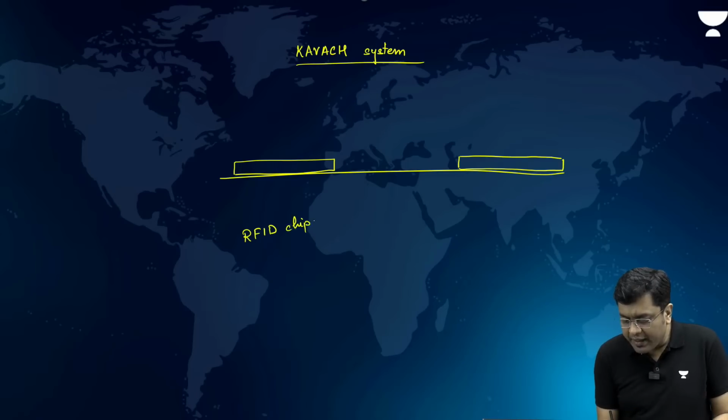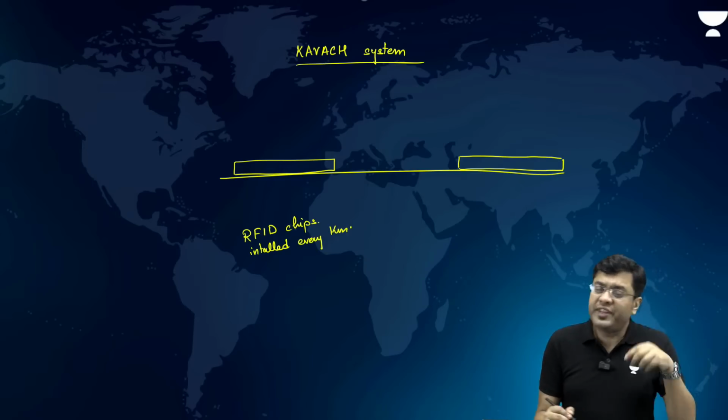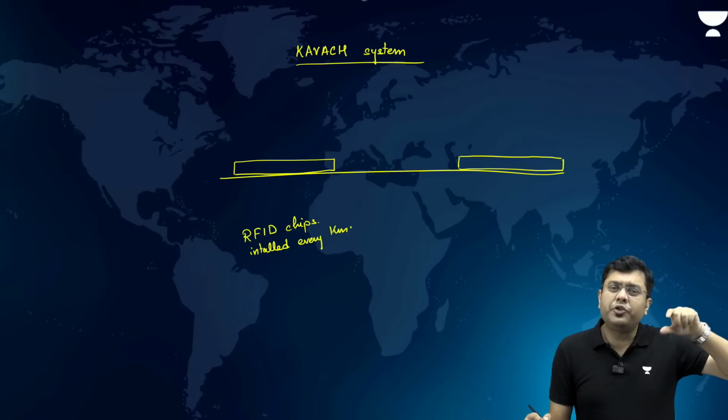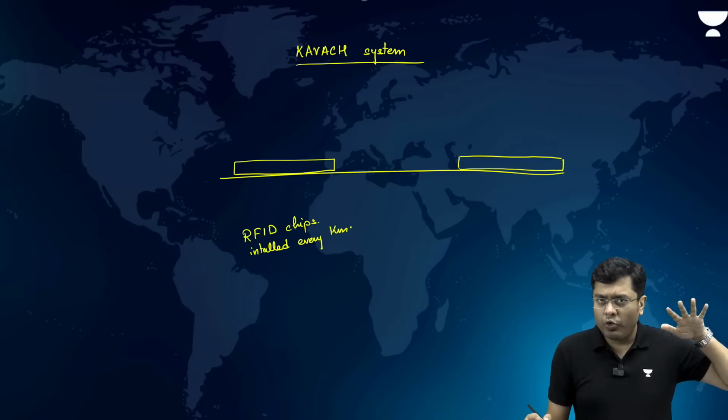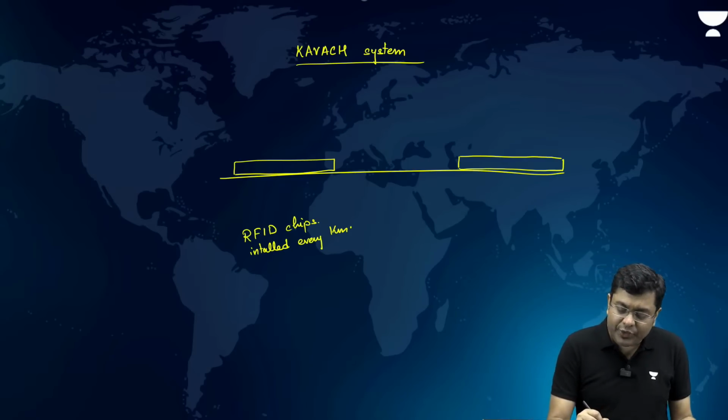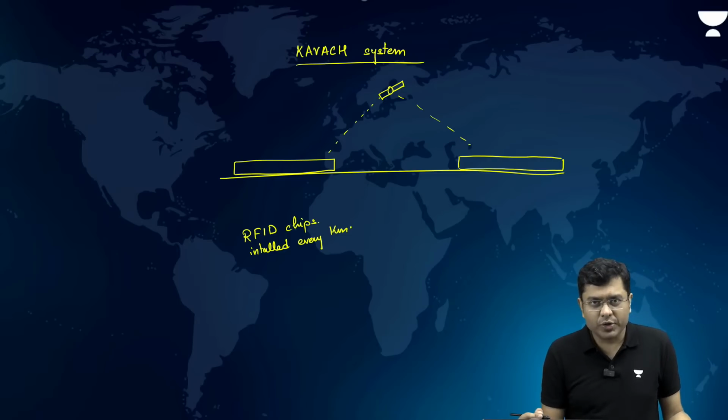RFID chips are installed every 1 kilometer. So they give a tracking of where the train is or where a particular load is. Now that is transmitted with the help of satellite communication.